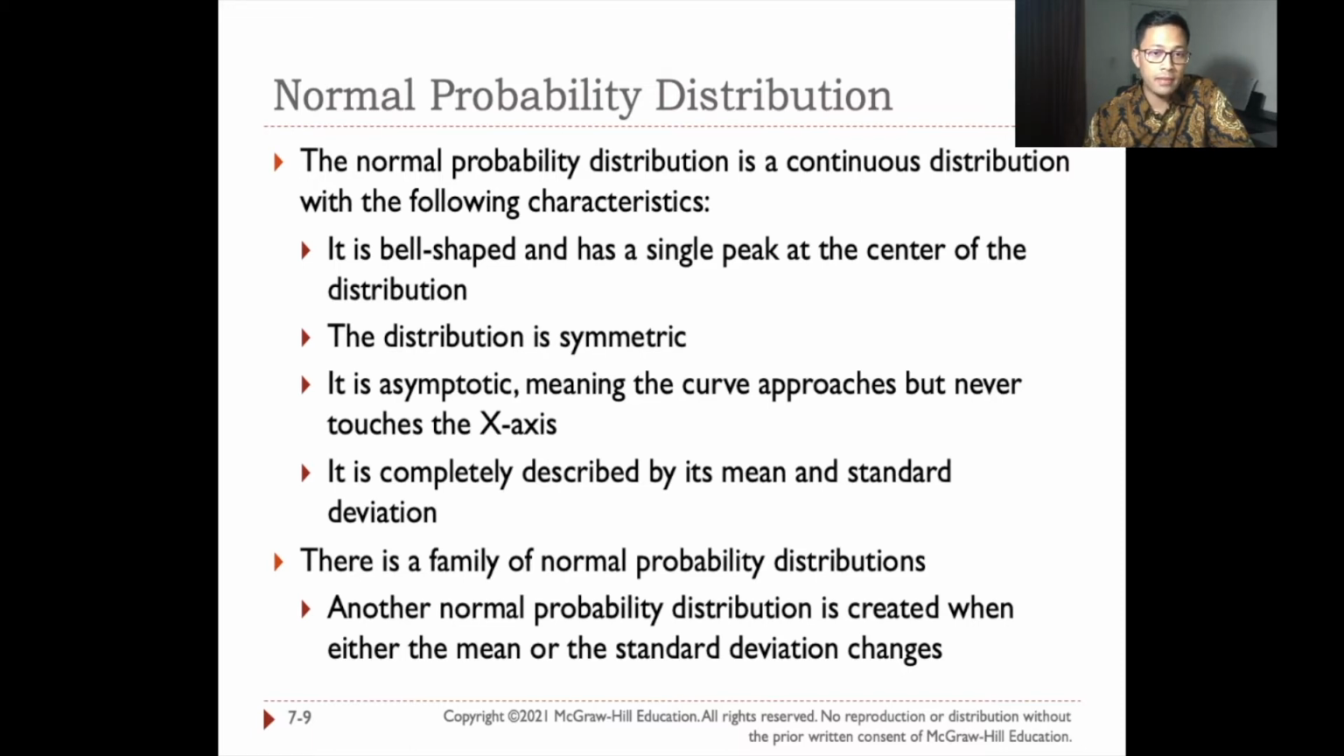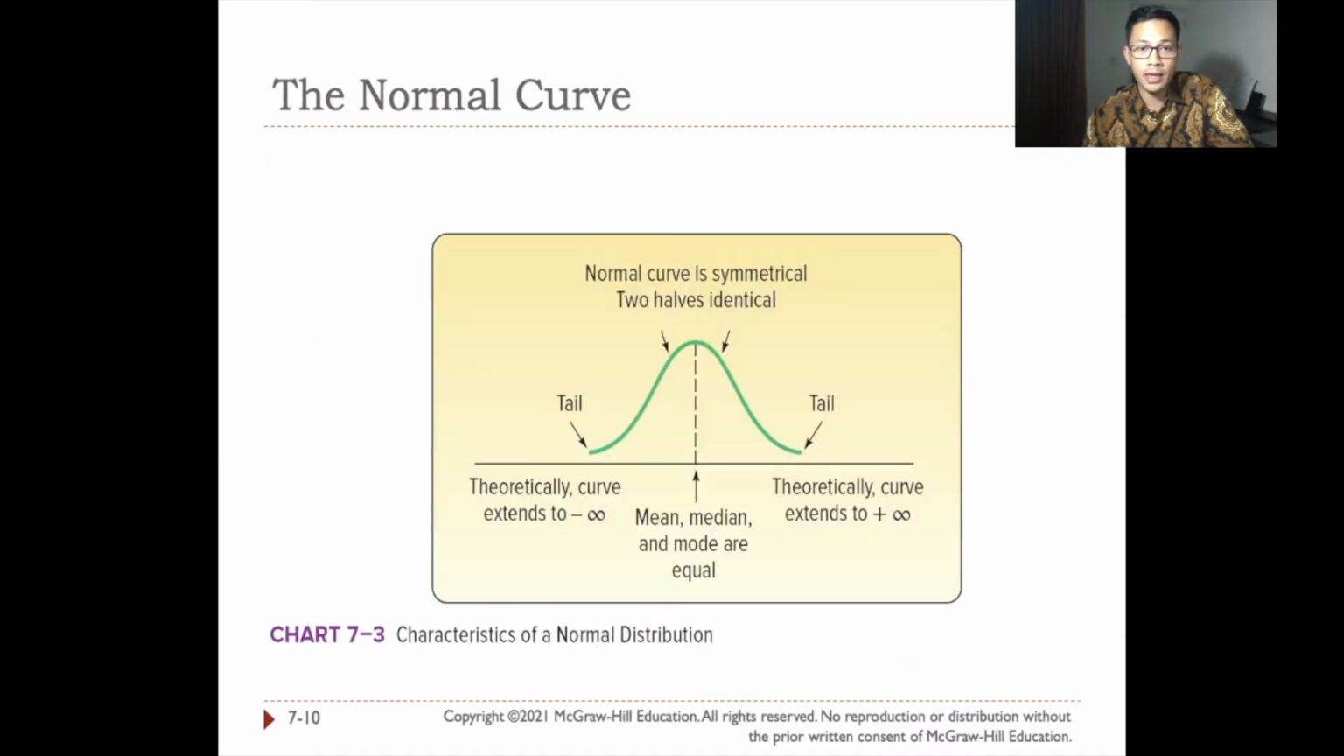So there is a family of normal probability distributions. Another normal probability distribution is created when either the mean or the standard deviation changes. So basically we can have an array of normal probability distributions depending on the mean and the standard deviation, or the variation, or the variance.